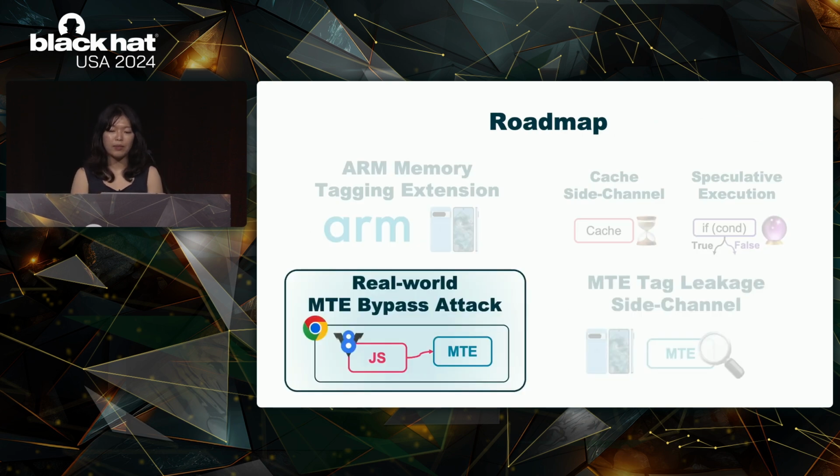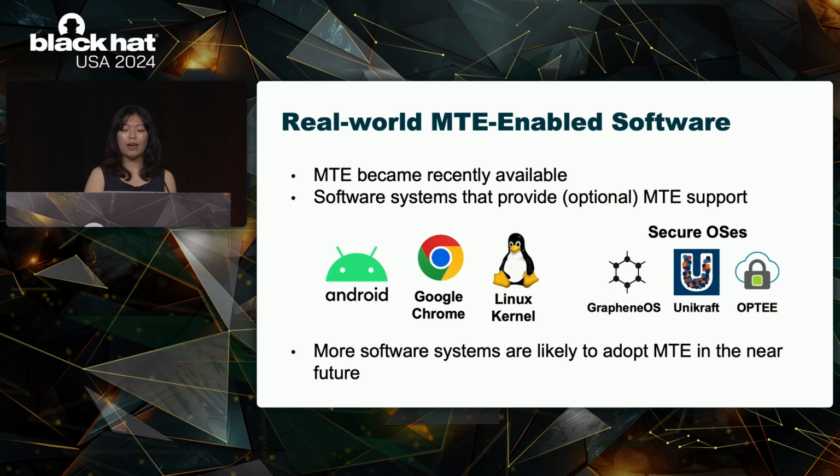Now, based on the MTE side channel gadget, we can construct real-world MTE bypass attacks. Since MTE has only recently become available, not many real-world software systems actually use MTE for attack mitigation yet. But widely used software like Android, Chrome, and the Linux kernel already provide optional MTE support. And also some secure operating systems utilize MTE to mitigate memory corruption attacks. And we think more software vendors will adopt MTE in the near future due to its benefits.